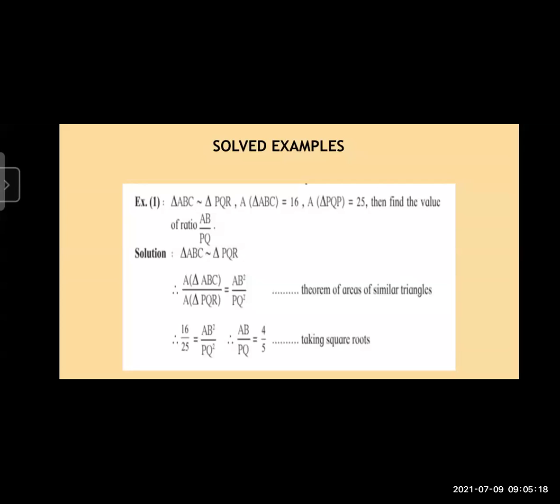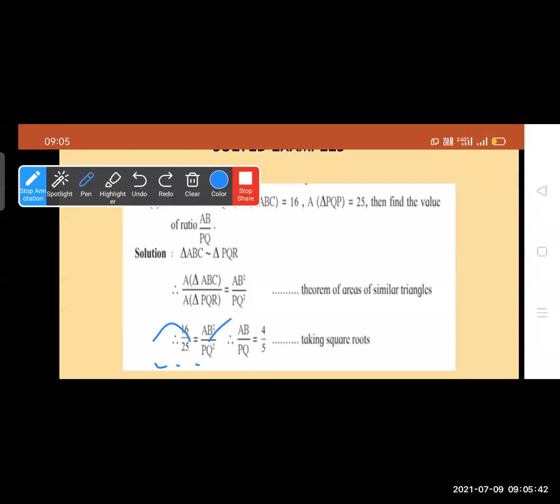Okay, so see here, solution. Triangle ABC is similar to PQR. That is the given condition. Then by applying the theorem of area of similar triangles, the ratio of the area of triangle ABC to the area of triangle PQR is equal to AB square by PQ square. You can also write there all three corresponding sides.